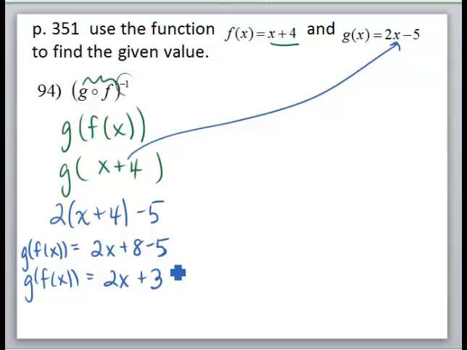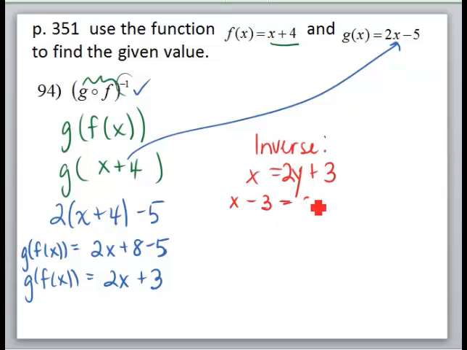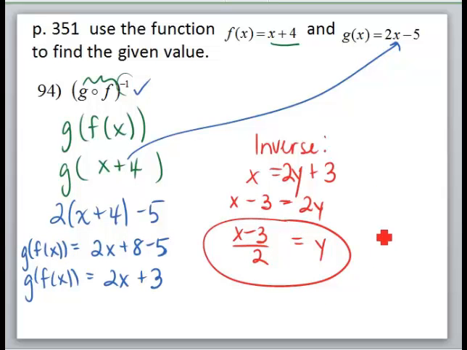I still haven't answered this question because I'm supposed to find the inverse of that. So to find the inverse, I would flip-flop my x and my y. So I would make this say x equals 2y plus 3, and I'll solve for y. So x minus 3 equals 2y. And then I'll divide by 2, which gives me x minus 3 all over 2. So this is my solution. This is g of f of x inverse.